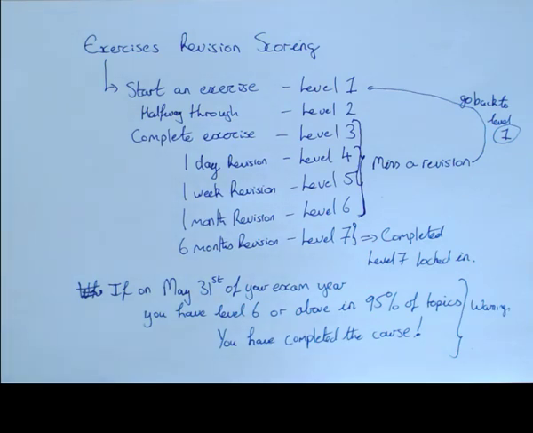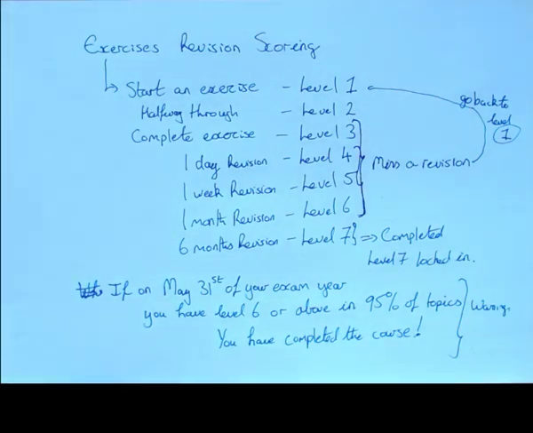When you've completed the exercise, and it'll tell you that you've completed it, you'll move on to level 3. Once you've completed the exercise, you're automatically assigned revision. The revision will happen in 1 day, 1 week, 1 month, and 6 months. When you do your 1 day revision, which will be the day after you completed the exercise, you move on to level 4. When you do your next revision, you move on to level 5. The 1 month revision takes you to level 6, and the 6 month revision takes you to level 7. When you're at level 7, you just stay at level 7. You've completed all of your revision and your level 7 is locked in.